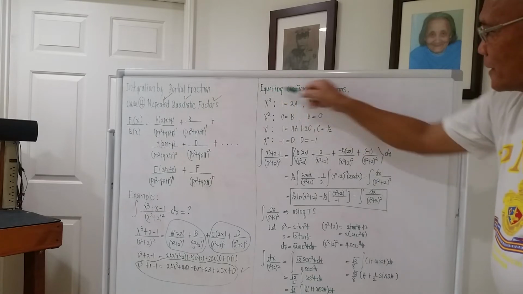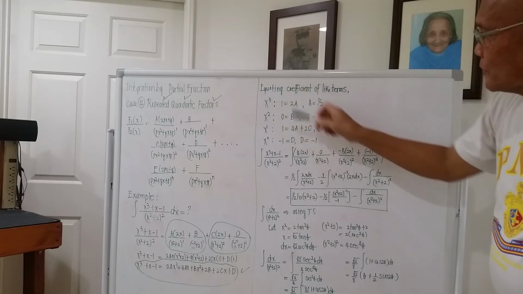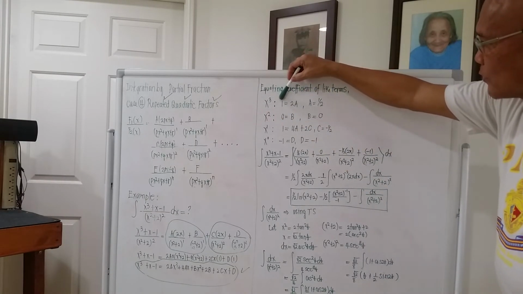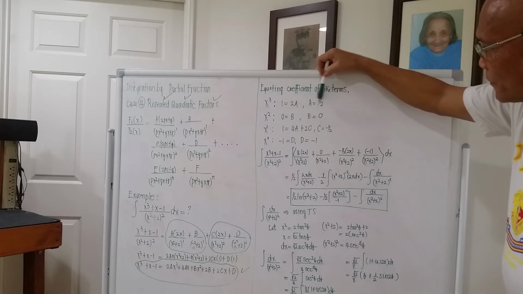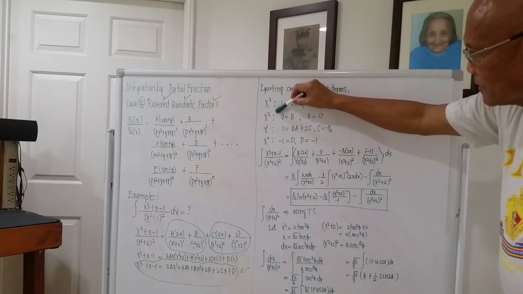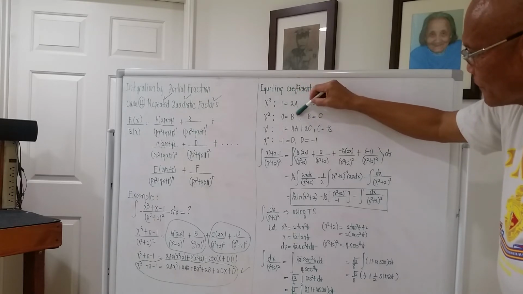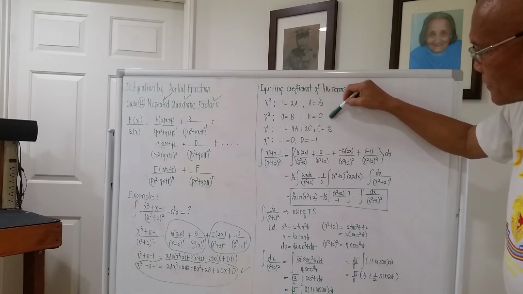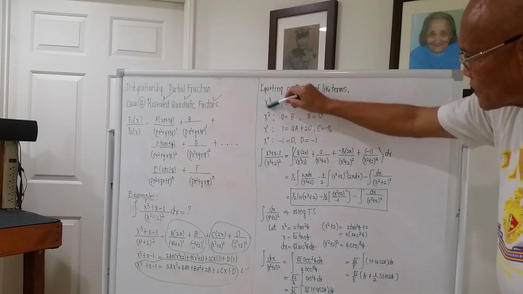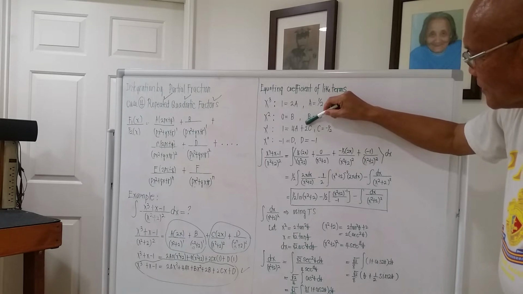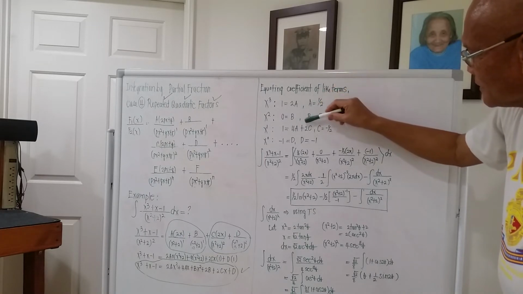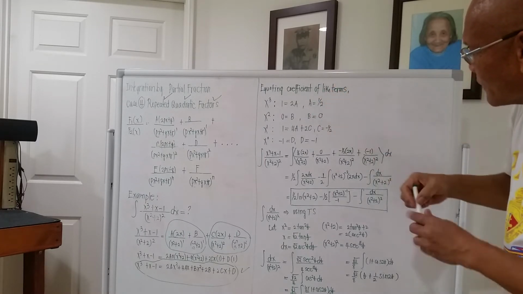Equating coefficients of like terms. For x cubed, left hand side will be 1 equal to 2A. Therefore, A will be 1/2. For x squared, 0 is equal to B. Therefore, B will be equal to 0. For x to the first power, 1 is equal to 4A plus 2C. We now know A, okay, so C will be equal to negative 1/2.